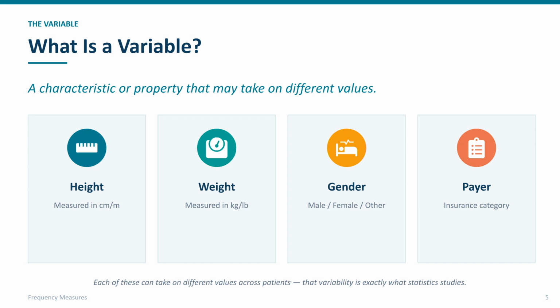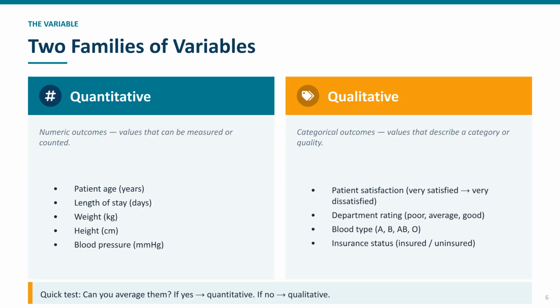Before we dive deeper, what is a variable? Simply put, it is any property or characteristic that can take on different values across patients. That inherent variability is exactly what statistics aims to study. Variables fall into two main families, quantitative and qualitative. A simple test: if you can calculate an average for the values, it is quantitative. If not, it is qualitative, representing categories or qualities instead.